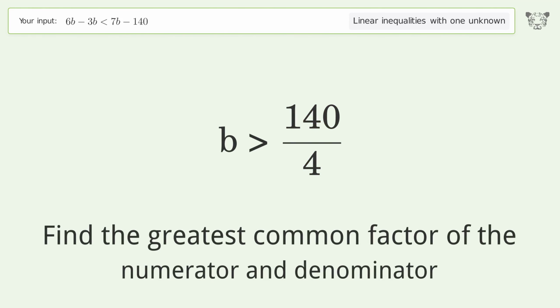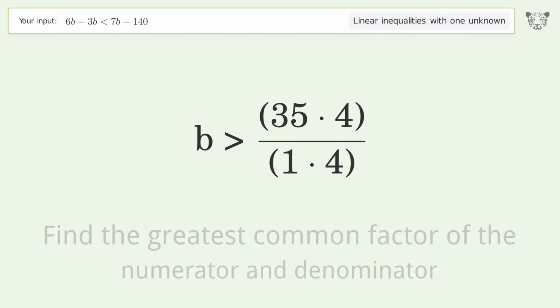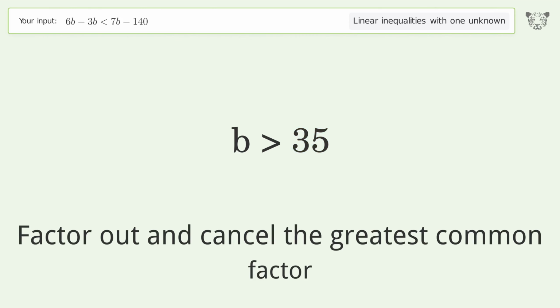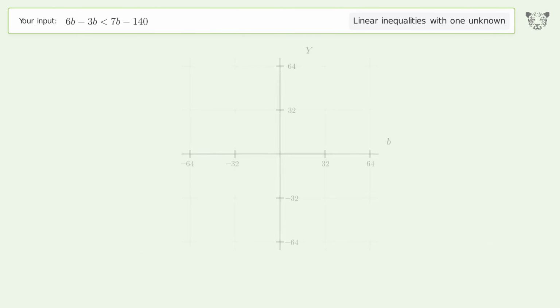Find the greatest common factor of the numerator and denominator. Factor out and cancel the greatest common factor. Plot the solution on a coordinate grid. And so the final result is b greater than 35.